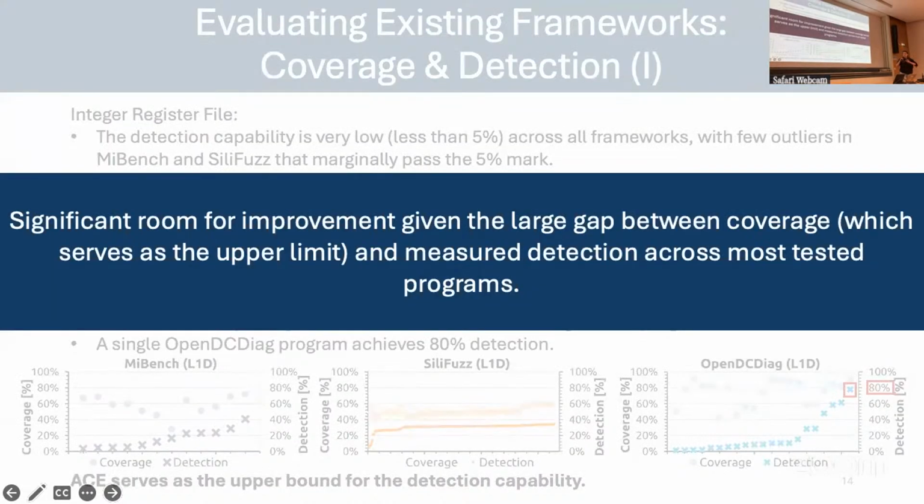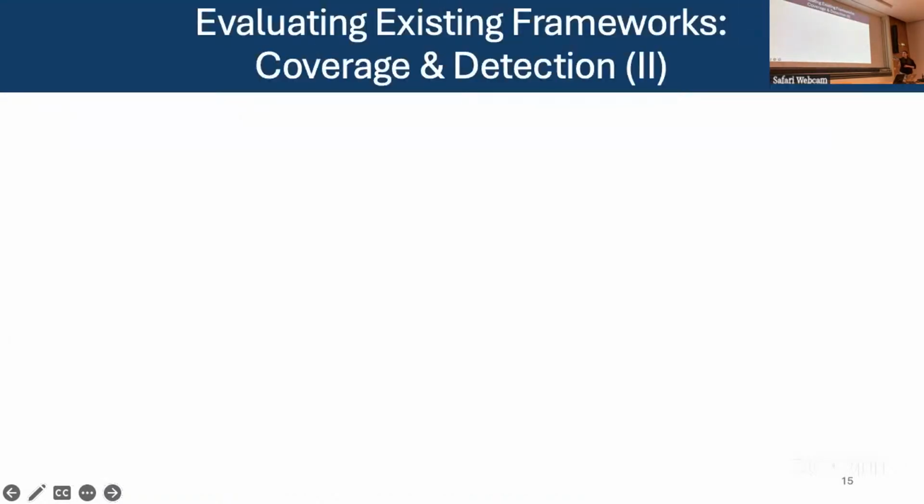And here, the conclusion is that, given the large gap between the coverage, which here serves as the upper bound, and the measured detection, that leaves us with significant room for improvement. And now moving on to functional units.